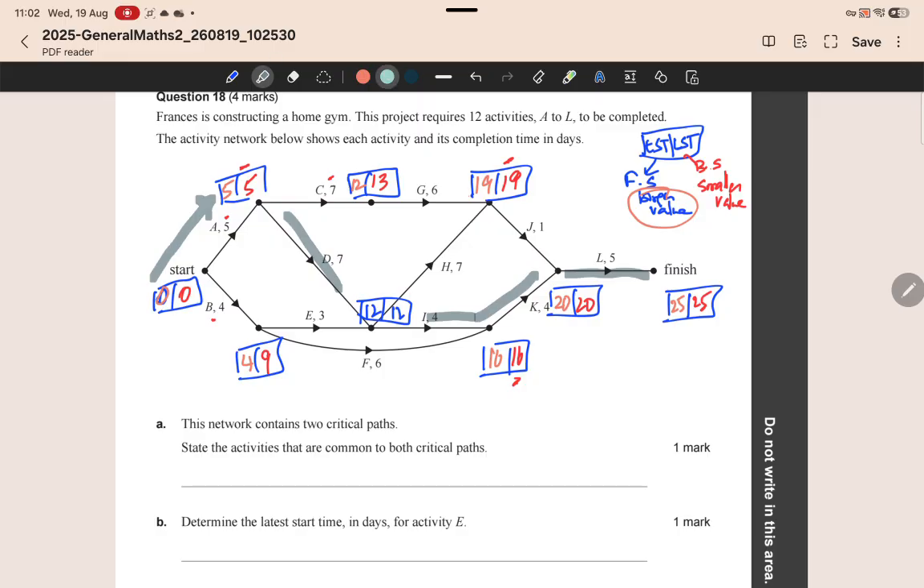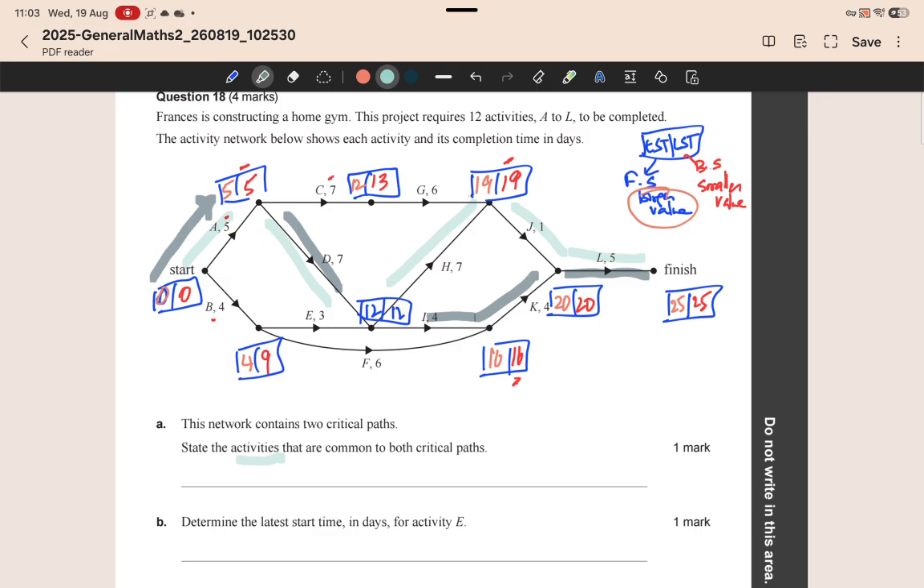On the other hand, we can go 0 plus 5 is 5, 5 plus 7 is 12, and 12 plus 7 is 19, 19 plus 1 is 20, and 20 plus 5 is 25. Now clearly from this, we have two critical paths, and we must state the activities that are common to both. So wherever there are two double colors, those are the activities that are common to both critical paths.